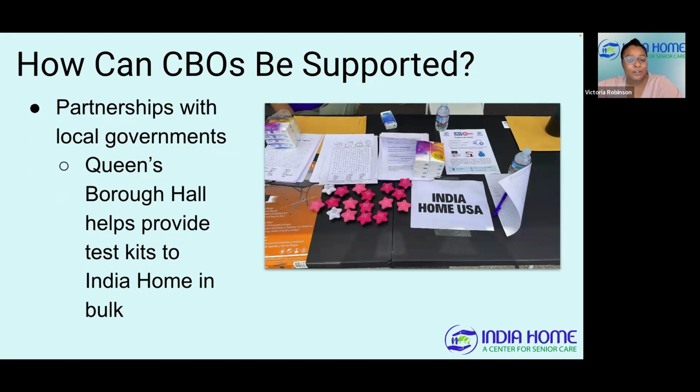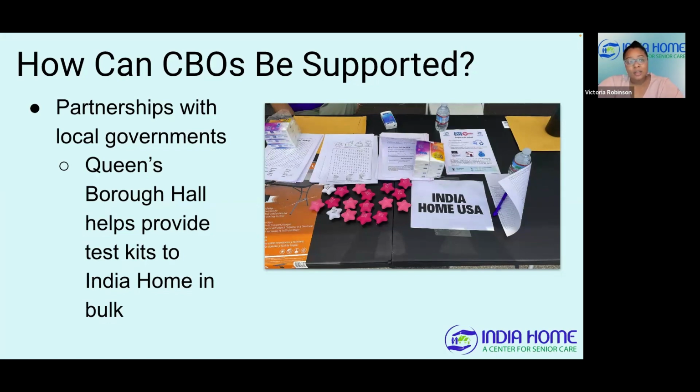I'm going to go over another way CBOs can be supported: partnerships with local governments, which can include council members, because they potentially have the bandwidth to help CBOs acquire material. It's a good way to have a partnership. I'm going to use us as an example. Once the federal emergency ended and COVID-19 test kits were being brought to a commercial market, meaning people have to pay for them, India Home partnered with Queens Borough Hall, which in New York City is kind of like City Hall, but in the borough of Queens. They helped us get test kits to make sure community members would still have access to them.